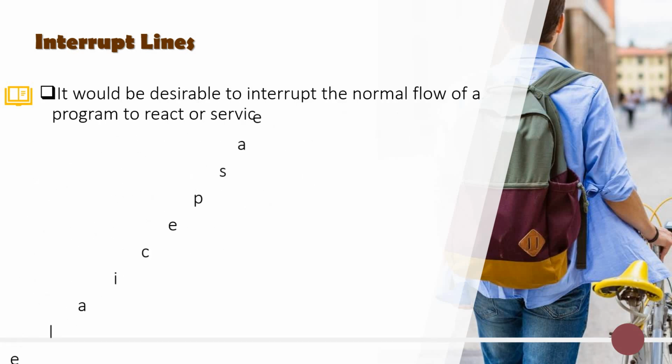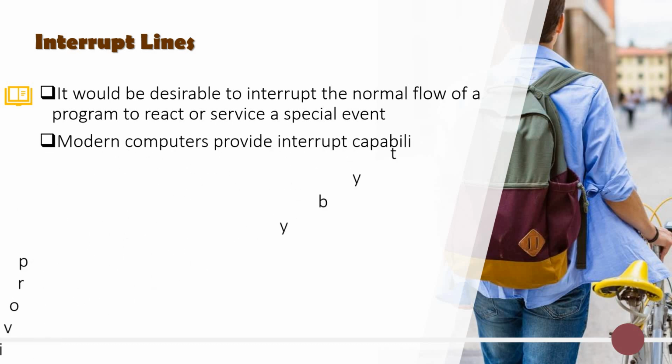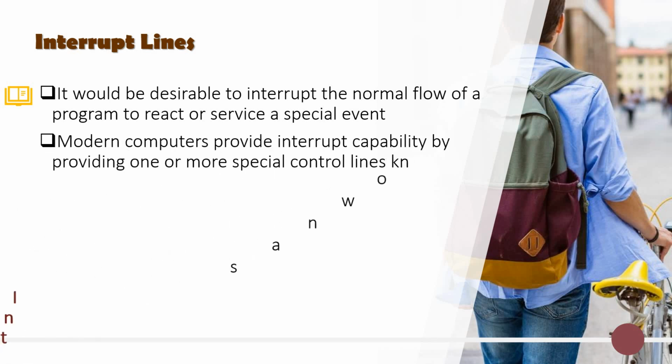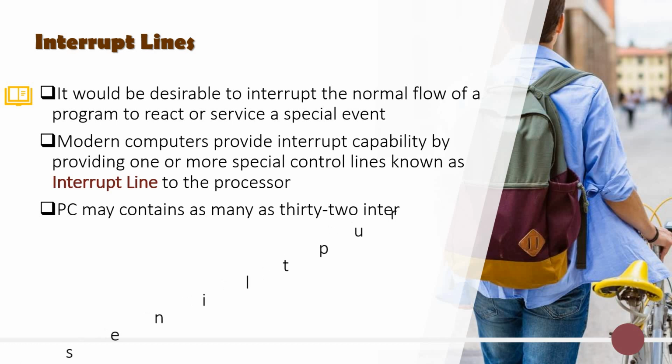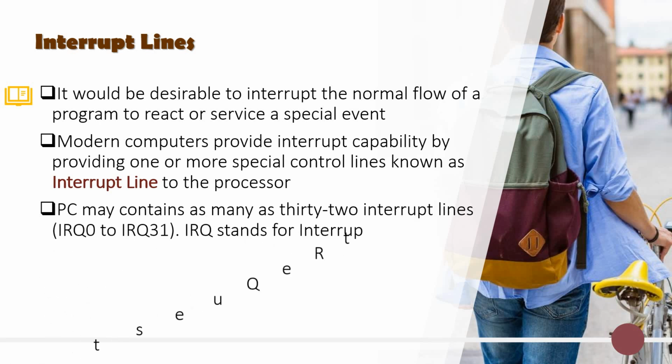Interrupt lines. It would be desirable to interrupt the normal flow of a program to react or service a special event. Modern computers provide interrupt capability by providing one or more special control lines known as interrupt lines to the processor. A PC may contain as many as 32 interrupt lines, IRQ0 to IRQ31. IRQ stands for interrupt request.